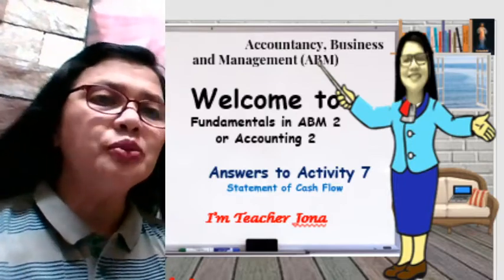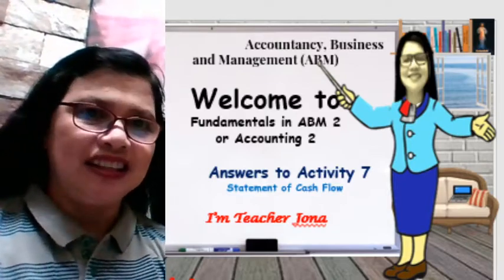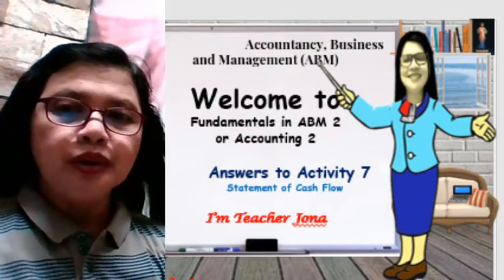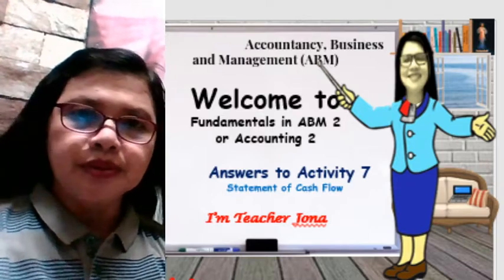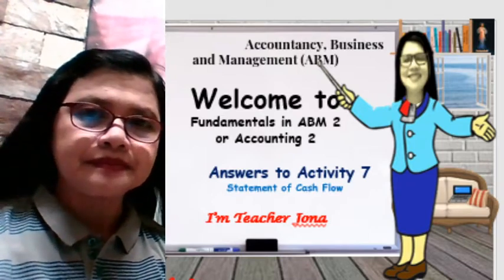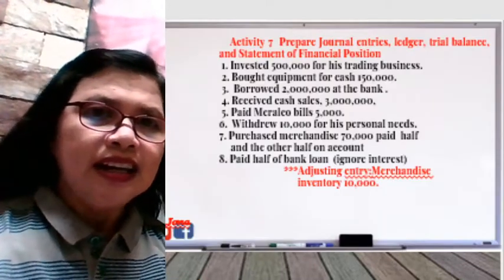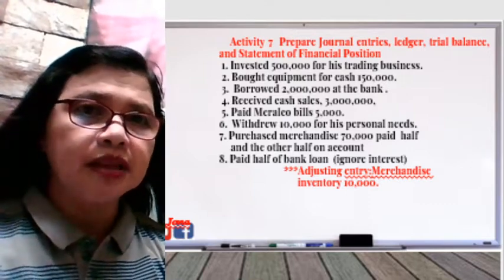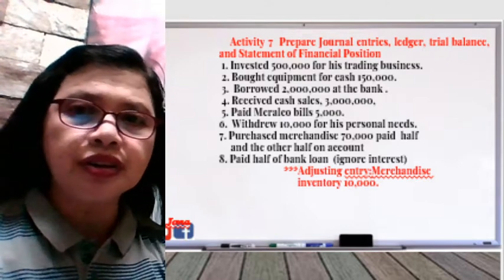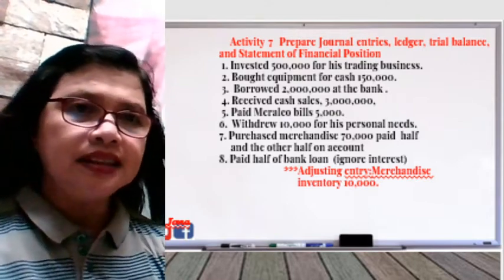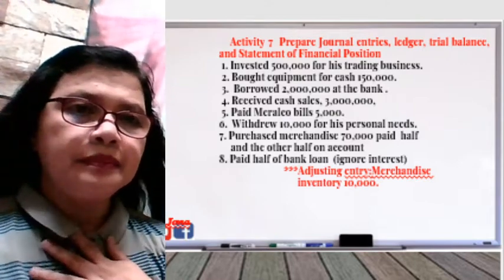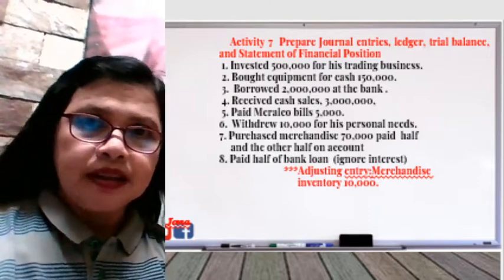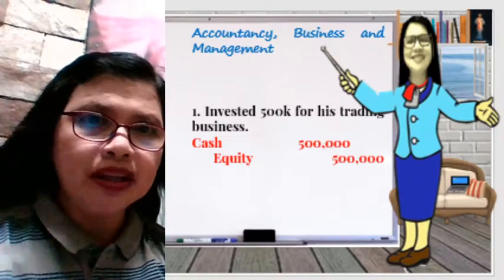Now let's start to work on our activity 7. This is again the continuation of the cash flow. Okay, here is the problem. Prepare the journal entries, ledger, trial balance, statement of financial position, and until we solve the statement of cash flow. Okay, so now let's do it one by one.